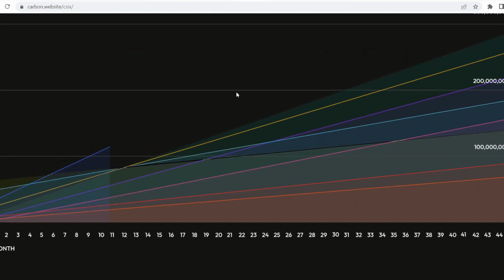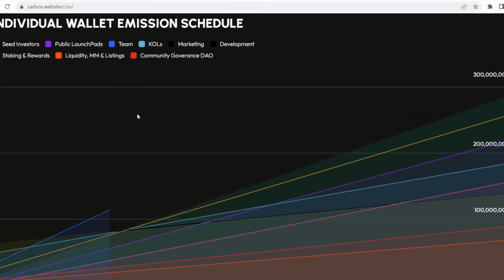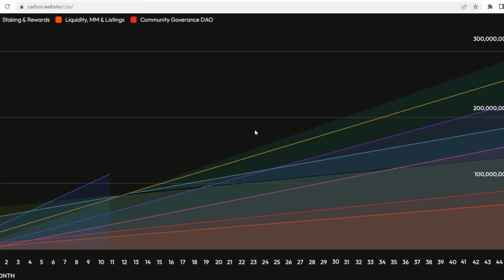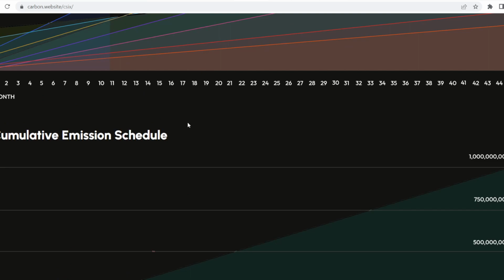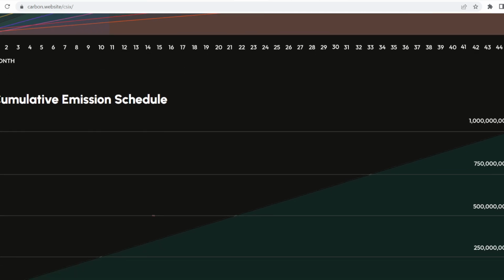Now, come to the point of how the emission will happen category by category. They have provided the chart for that, and there's a cumulative emission schedule also. From there, you can estimate what the circulating supply will be at what time. Feb 2023 is the time when this project went live, and from the TGE event, after how many months, what the supply will be, we can estimate with the chart. For example, from the first month to the 44th month, they have provided the chart, and the whole supply will come into circulation in 44 months.